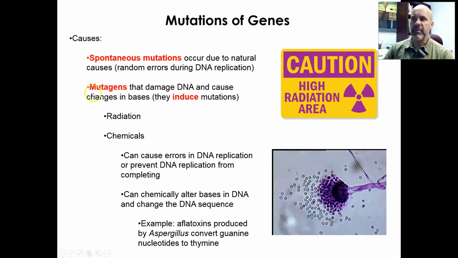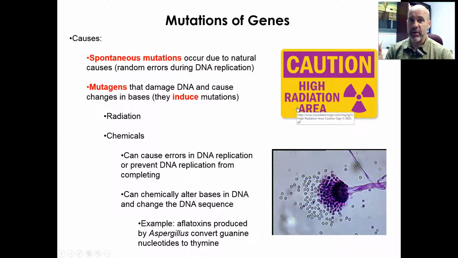Others can be triggered by things that are called mutagens. So these are things that living organisms get exposed to that make it more likely that a DNA mutation will occur. Because of that, they're said to induce mutation. So radiation, we all know radiation is dangerous. And I know we've talked a little bit before about how there are different types of radiation. Even visible light is a type of radiation. So here we're thinking more about the dangerous high energy types.